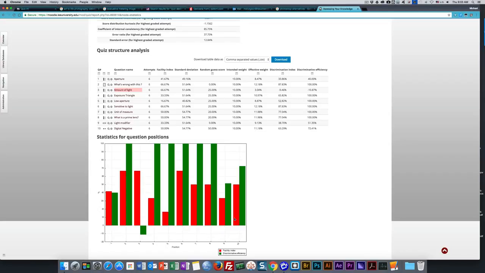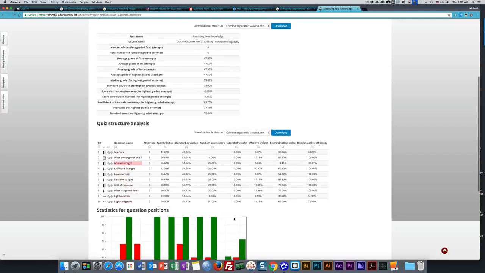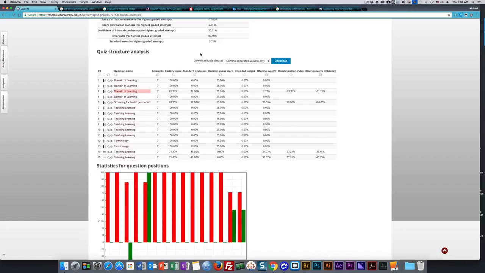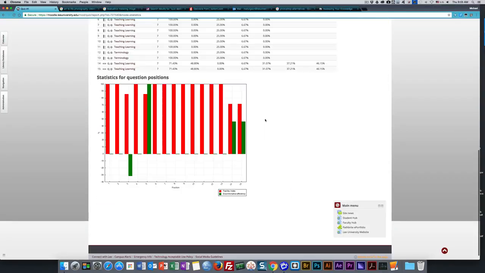So I'm going to switch over to another screen of another class that has a better, more completed quiz, one that actually is more applicable to their final grade, whereas I use this merely for the sake of assessing the knowledge of my students prior to the first day of class. So now we're looking at this one. Let's start at the bottom of the page. First, we have our red bars that are the facility index, then our green bars, which is the discriminative efficiency.